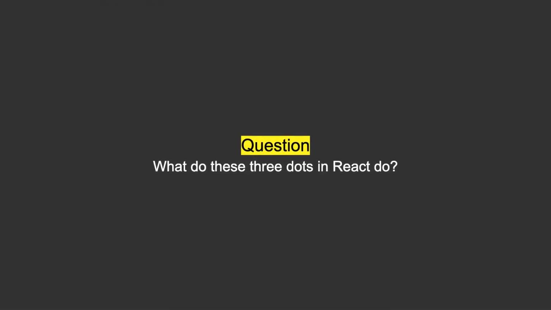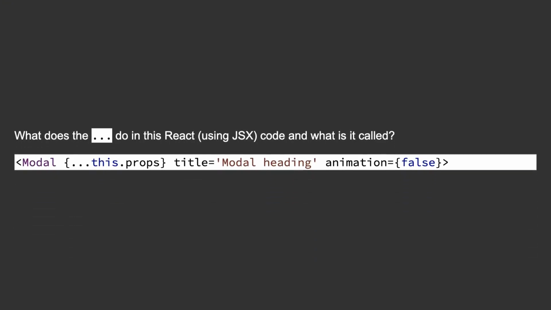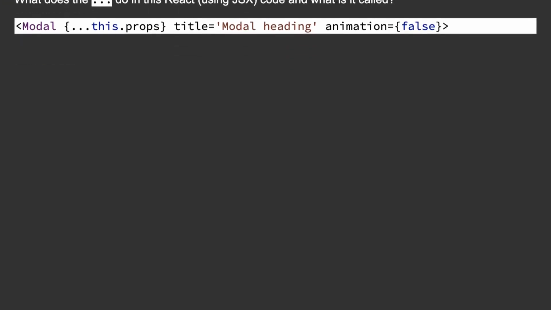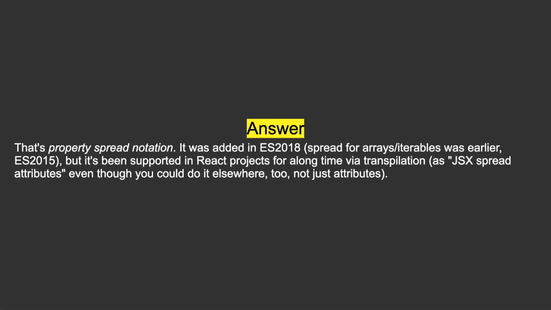What do these three dots in React do? What does the ... do in this React JSX code and what is it called? That's property spread notation. It was added in ES 2018.